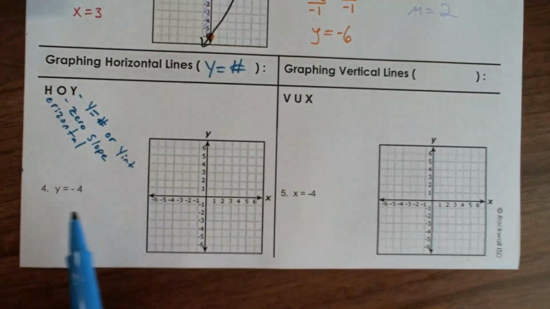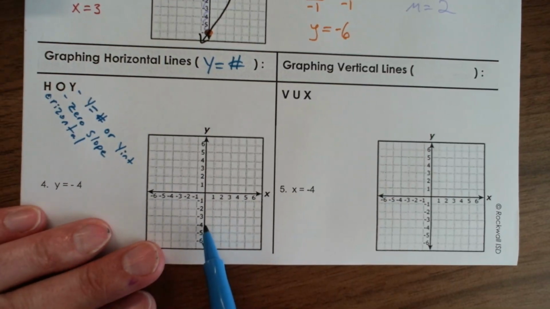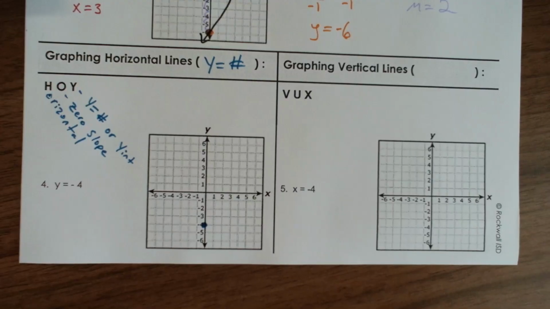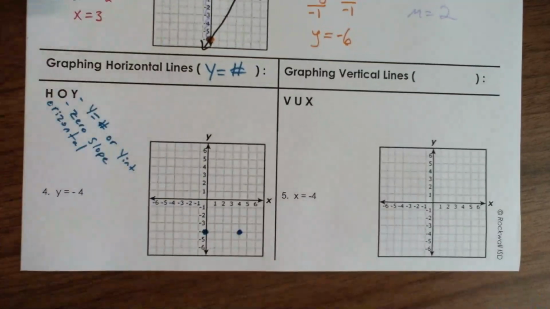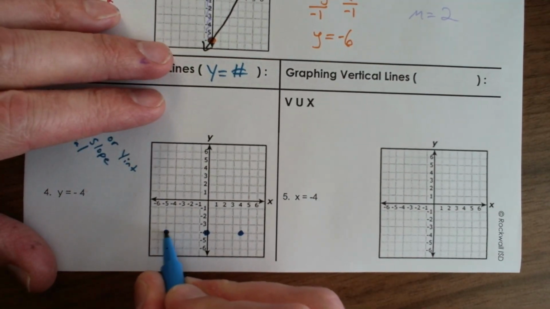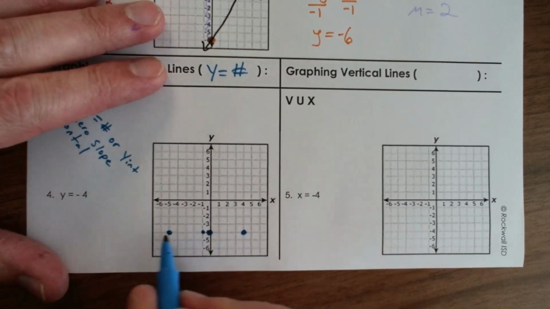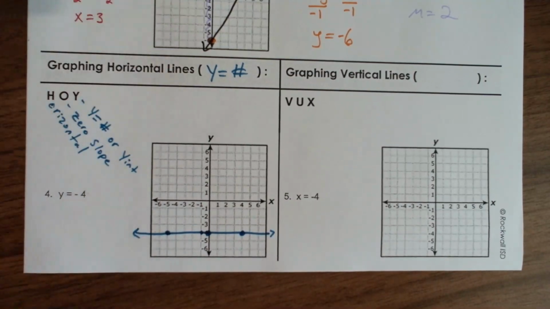Here's what I mean. This says y equals -4. So I should go right down here to -4 and make a dot. Okay? That means no matter what I pick for x, my y value is always -4. So if you pick 4, y is -4. If you pick -5, y is -4. If you pick -1, y is -4. This is the only place my line is.